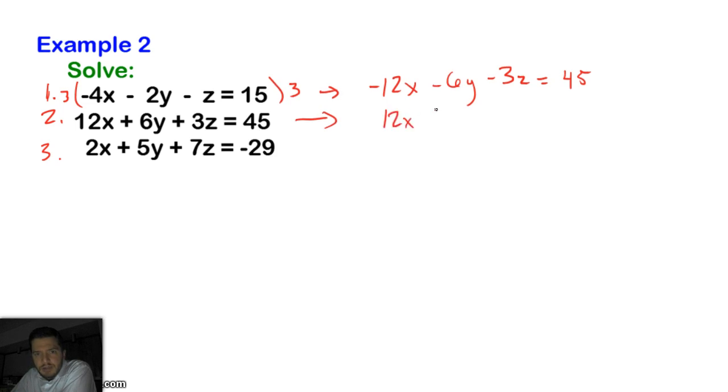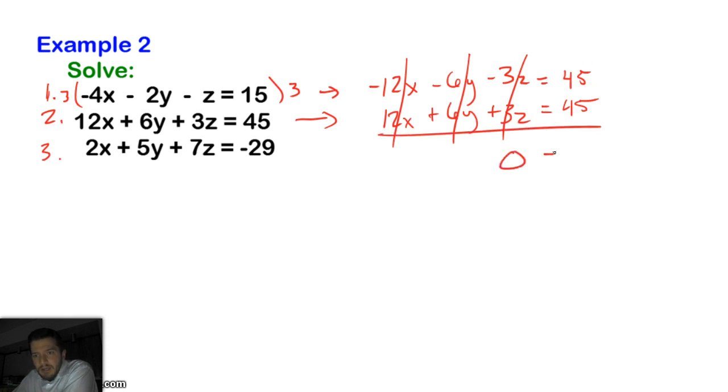So 12x plus 6y plus 3z equals 45. So again, you'll see that they all cancel except for this one. Okay, so it's going to be 0 here when I add it up, equals 90. So does 0 equal 90? Nope. Okay, so this does not work. These are not equal. So the answer for this system is no solution. And you want to say inconsistent system.